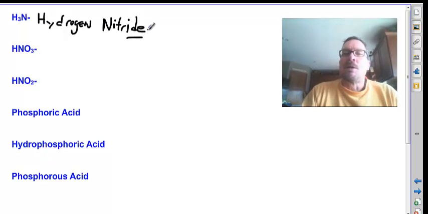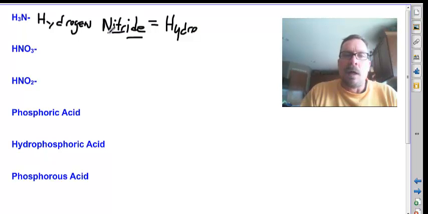According to my rules then, with an IDE ending, the acid name starts with hydro, that's my prefix. Then I use basically the stem of the anion, which is nitr, and I add the IC suffix. So this becomes hydronitric acid. Pardon my spelling and working with the pen here. So that would be a binary acid.